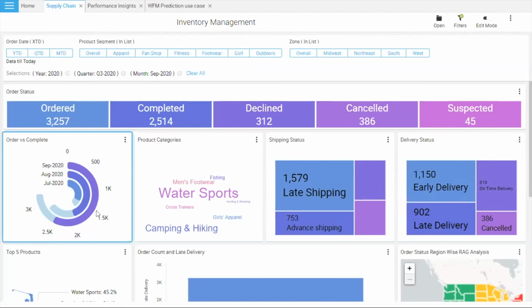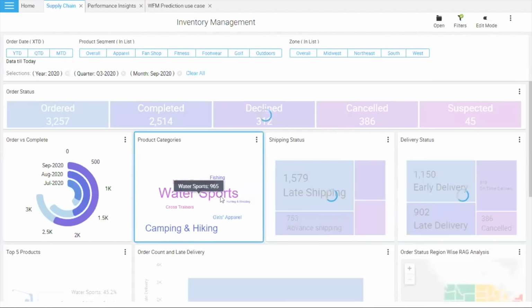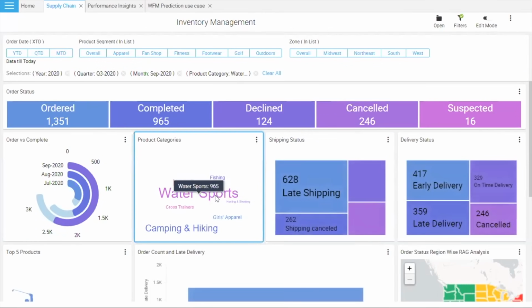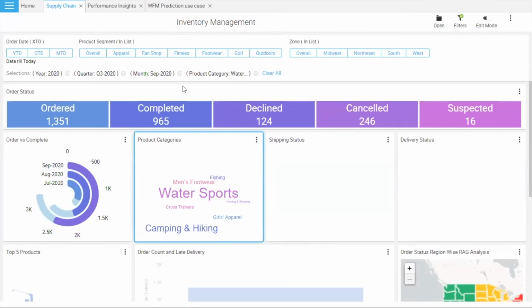Now in September of the year 2020, we see that total orders placed were 3,257, and then the bifurcation of those 3,257 orders is into completed, declined, cancelled, and suspected. Now, if I were to look at the different product categories, for example, camping and hiking had 575, water sports at 965. So this looks to be the most highly ordered product. So, I can just put a filter here on that product, and all of my details would give me the understanding of those 965 orders. So that's another aspect that I can look at.